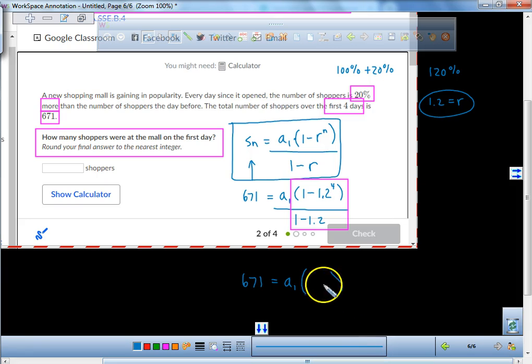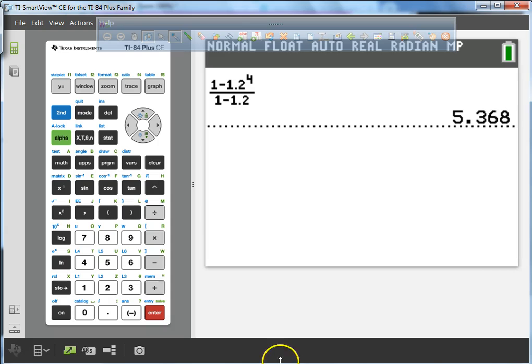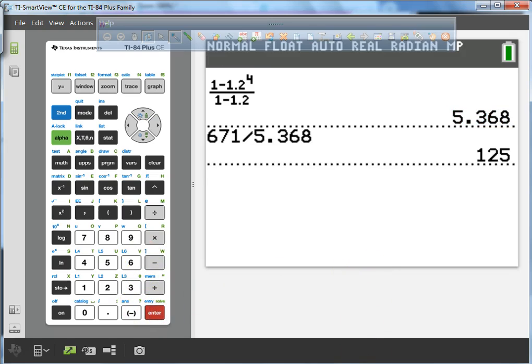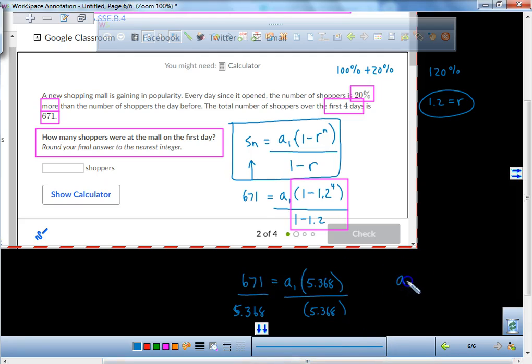5.368. Okay, so I'm going to put 5.368. Now I'm going to divide both sides by that ugly decimal. 5.368. All right, so 671, try that again, 671 divided by this. 125. All right, so it looks like our very first term is what? 125 shoppers.